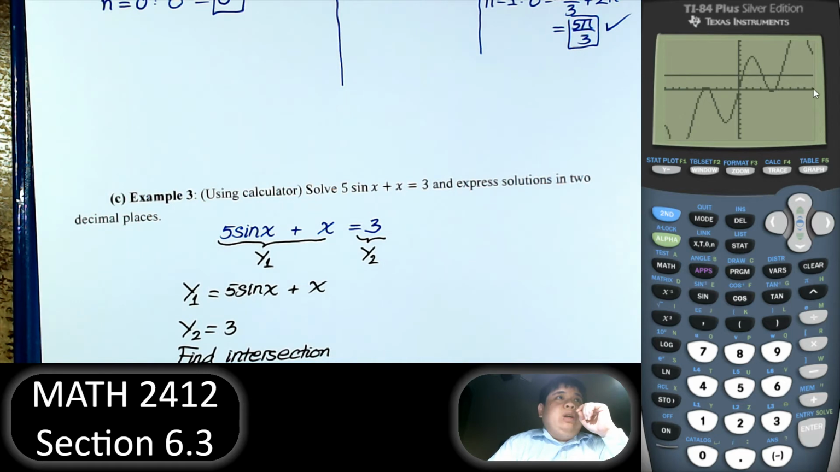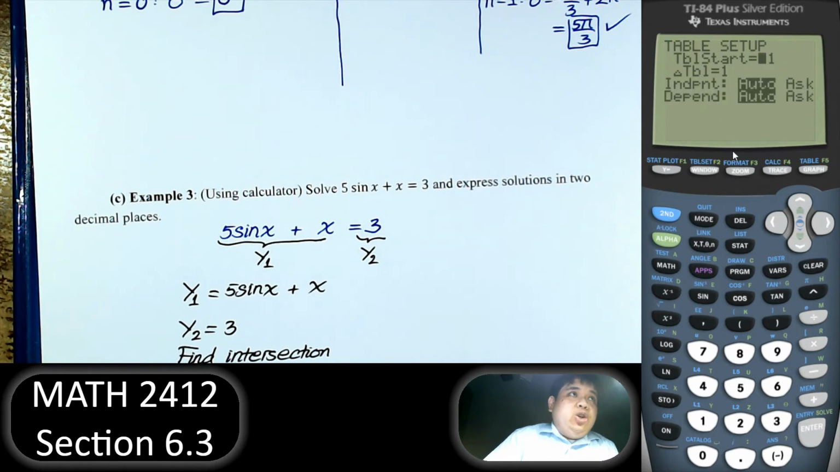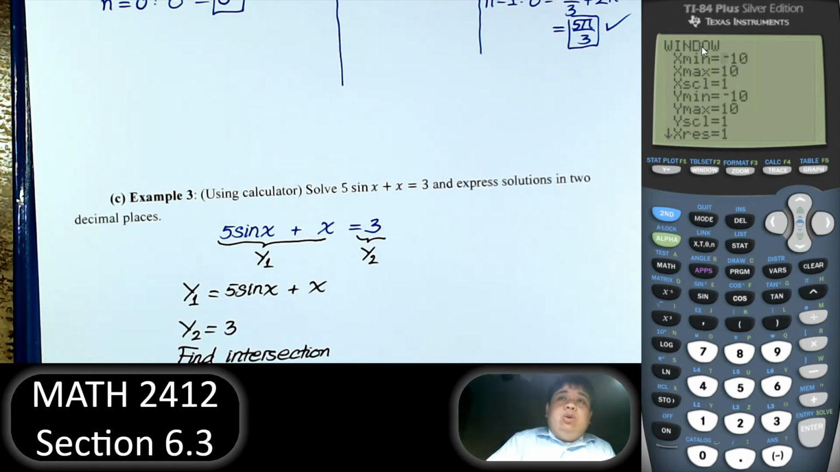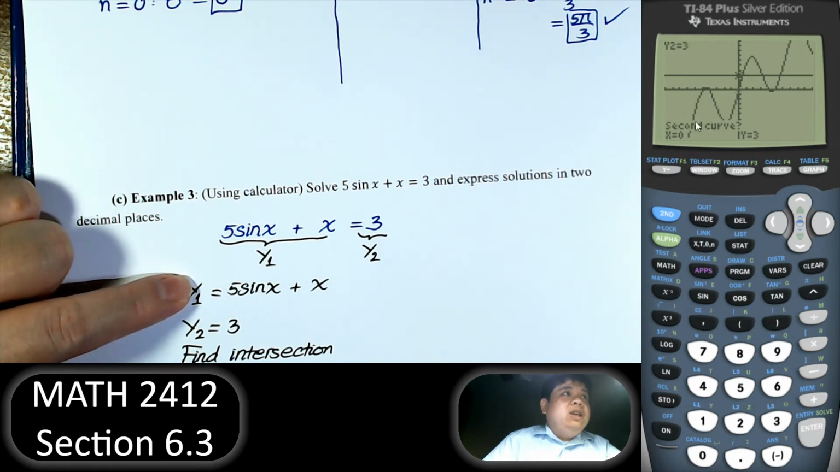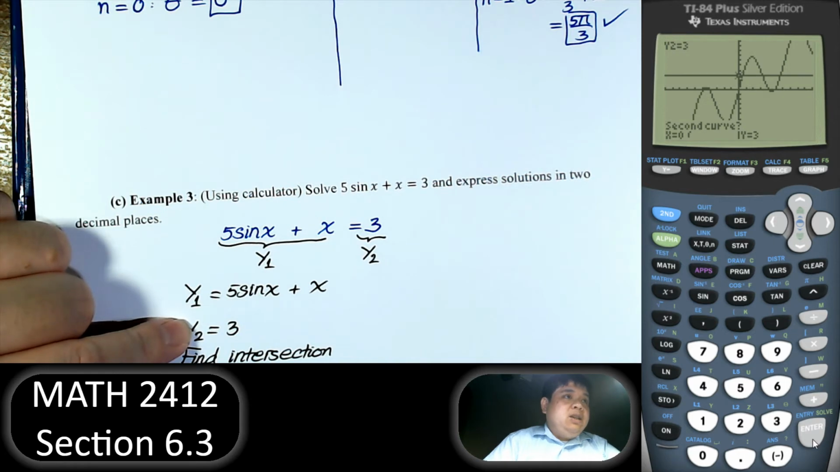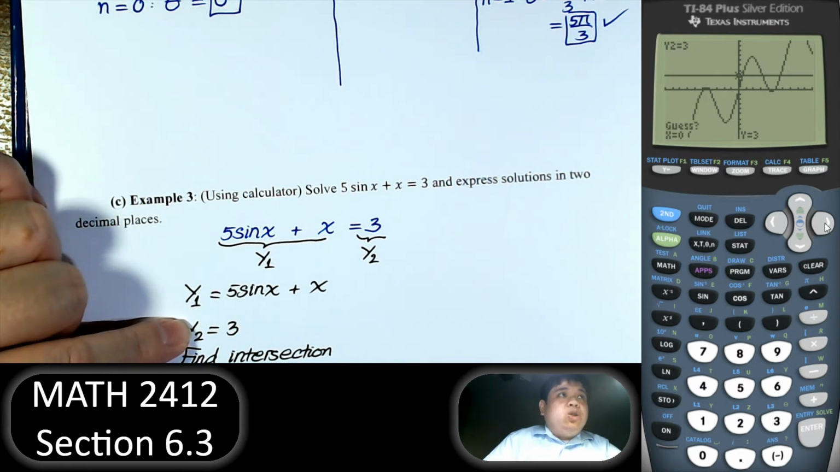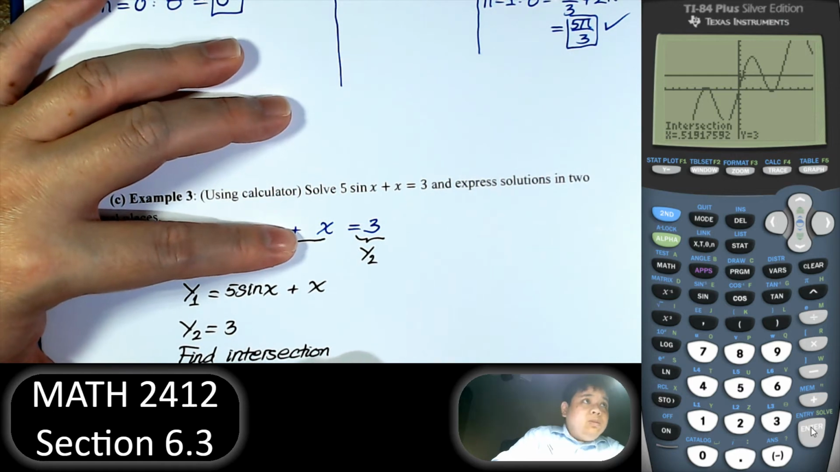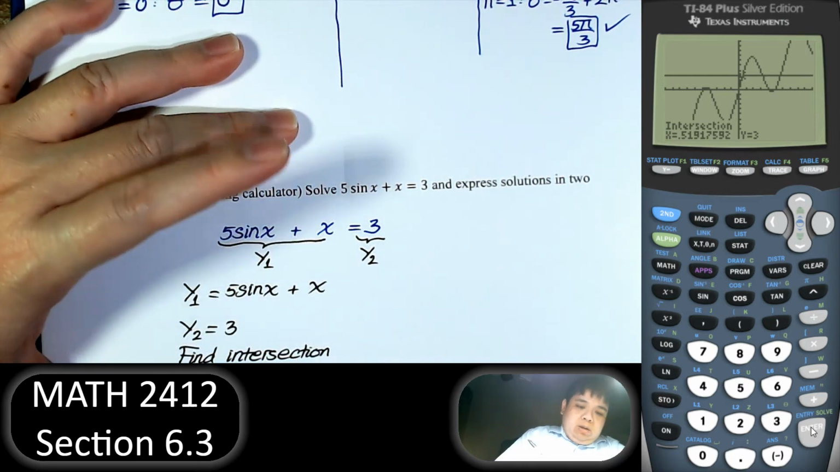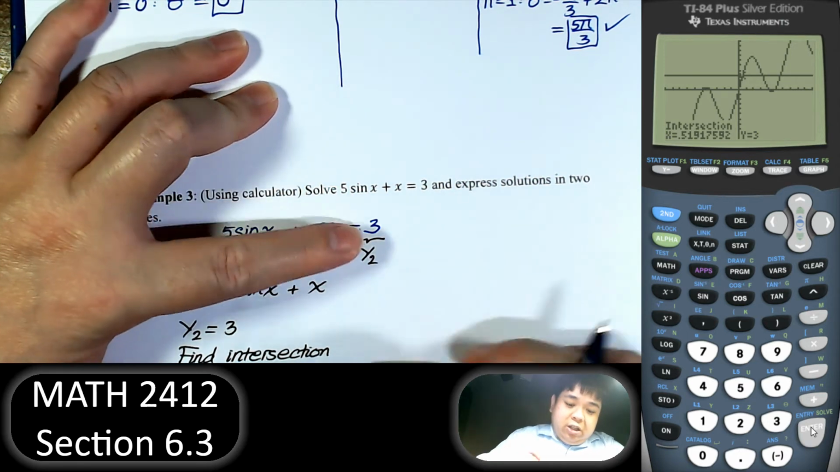and equal to 3. Looks like there's 3 solutions, 1, 2, and 3. Right, second trace. By the way, if we don't see the intersection, hit the window button and change the window to an appropriate window so we see the intersection. Now we see 3 of them. So second trace, go to intersection. The first curve is y1, yes. And the second curve is 3, yes. And then when we guess, I just move it close to the solution. Hit enter, it will jump right into it. So the first solution is 0.51, 2 decimal places, 0.52.